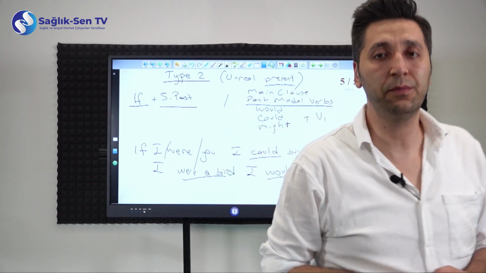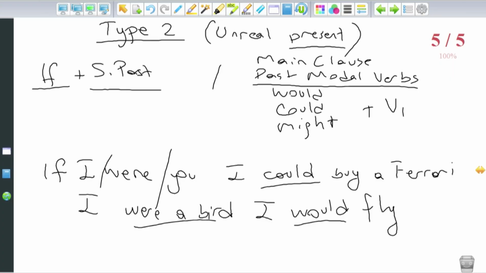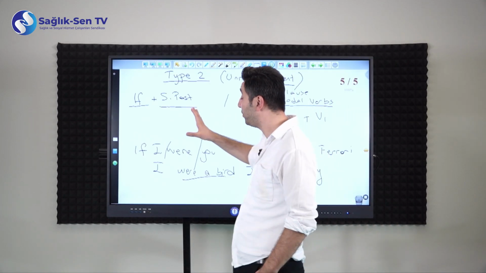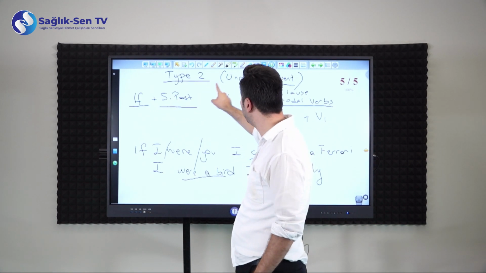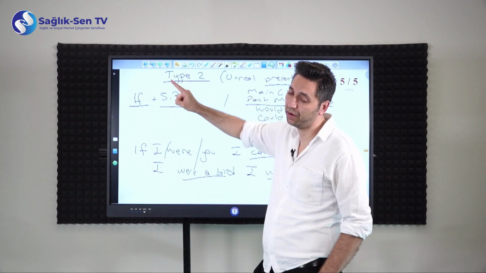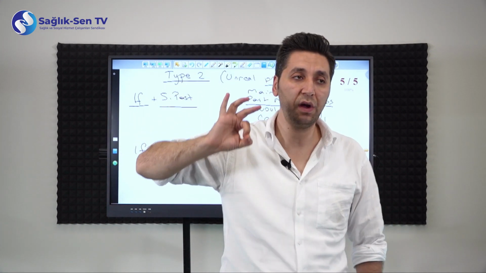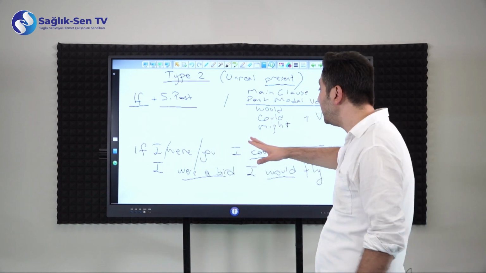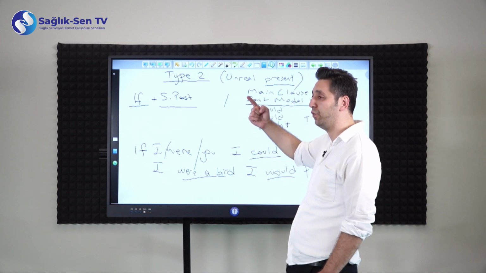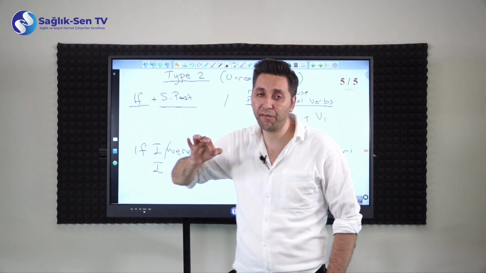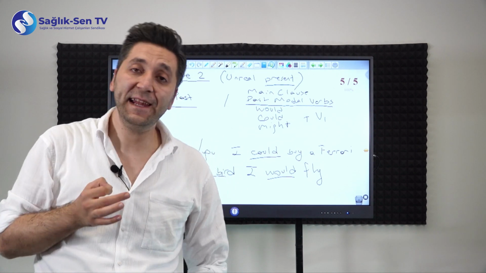Okay, so check the board. When we check the board, again, I want to remind you of the rules of that topic. After if, this time I have to use simple past because my condition is unreal. I can never coincide such a condition. I cannot be a bird. I cannot be you. Just think that one. It can never ever occur in our lives.